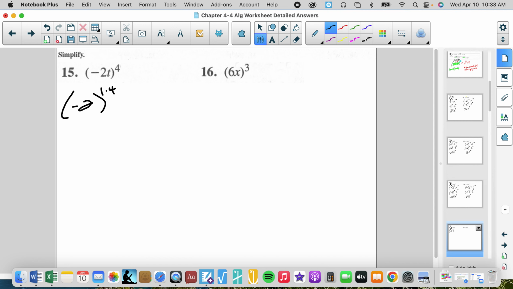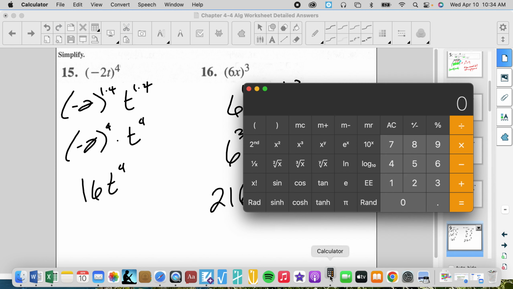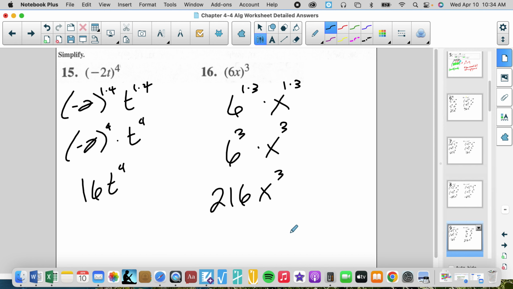Negative 2 to the 1 times 4, t to the 1 times 4, negative 2 to the fourth, and I say negative 2, that really is the quantity of negative 2, t to the 4, that's going to be 16t to the fourth. You have 6 to the 1 times 3, x to the 1 times 3, 6 to the third, x to the third, 6 to the third, 216. Is that 216? I don't know if that's 216. 6 cubed, 216, let's go.